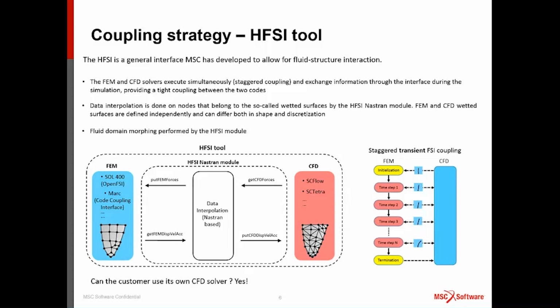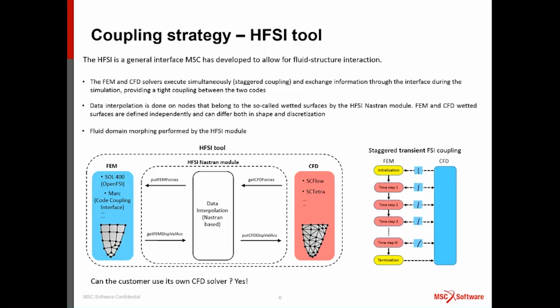The data interpolation, as usual, is done on nodes that belong to the so-called wetted surfaces. For all of you who have worked on this topic, we know that the CFD wetted surface is always different from the structural wetted surface in terms of discretization and shape. With the interpolation procedure that we have implemented, we can handle any kind of CFD mesh, poly mesh, polyhedral mesh, and so on, and any kind of structural elements in Nastran, for example. We can use beams, just a bunch of grids, plates and solids, and so on.